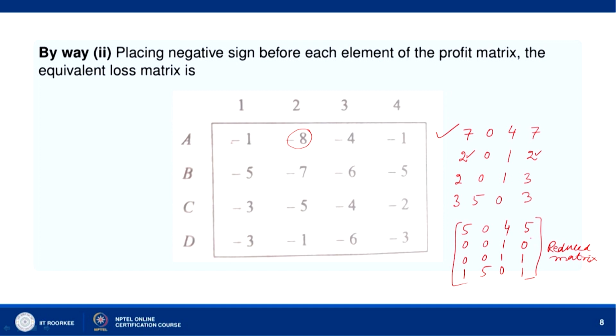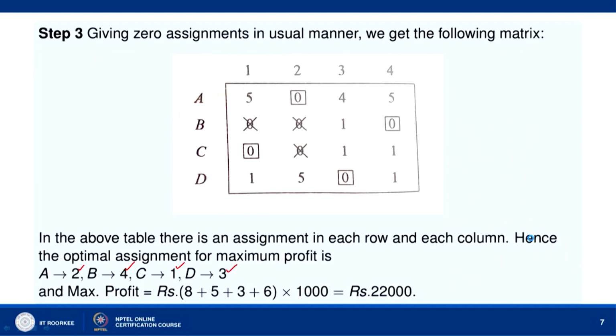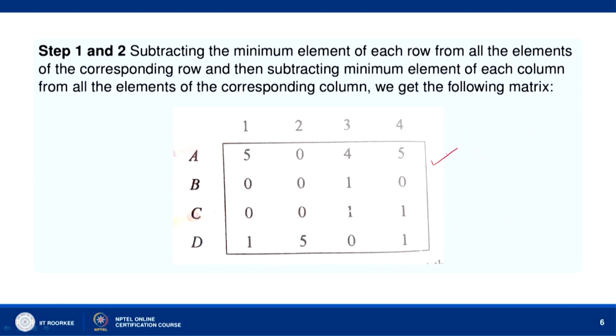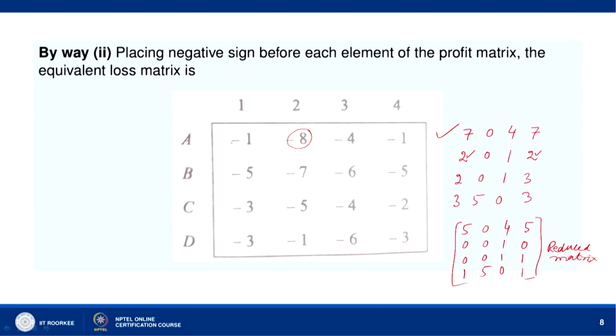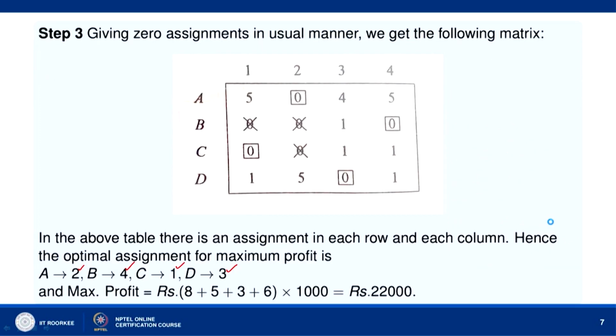And the same reduced matrix we had got here, you can see the same matrix. So, we follow the Hungarian method, we arrive at the same solution. So, same matrix we get. We follow the Hungarian method and we get the same solution as in the first method, that is A is given the product 2, B is given the product 4, C is given the product 1 and D is given the product 3.